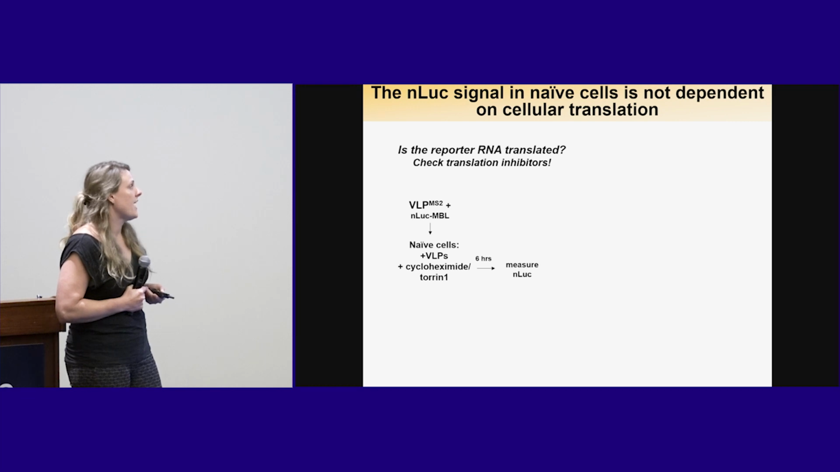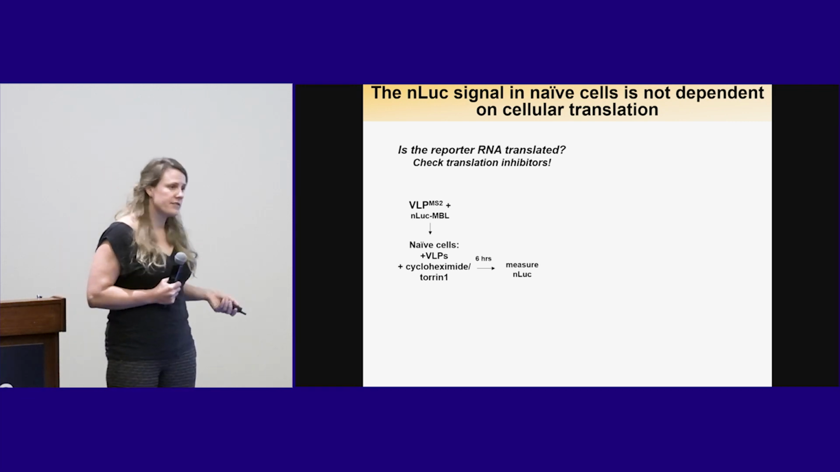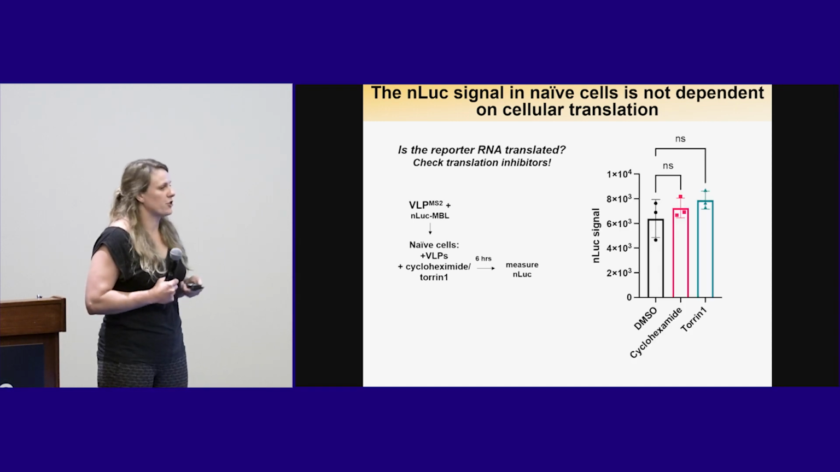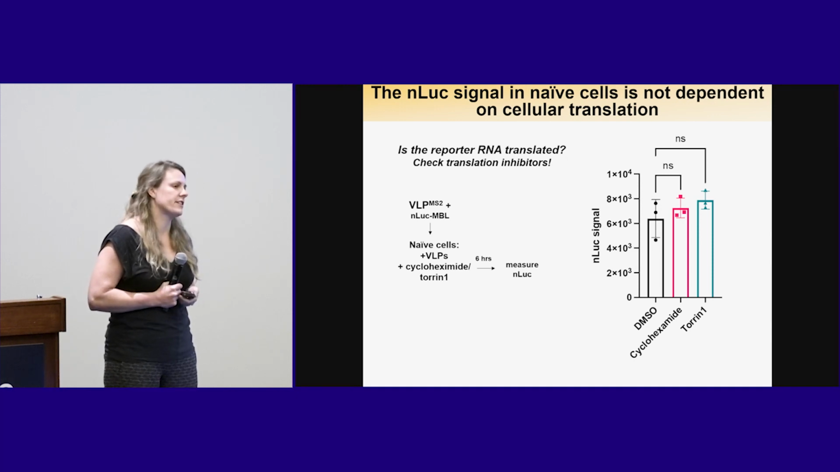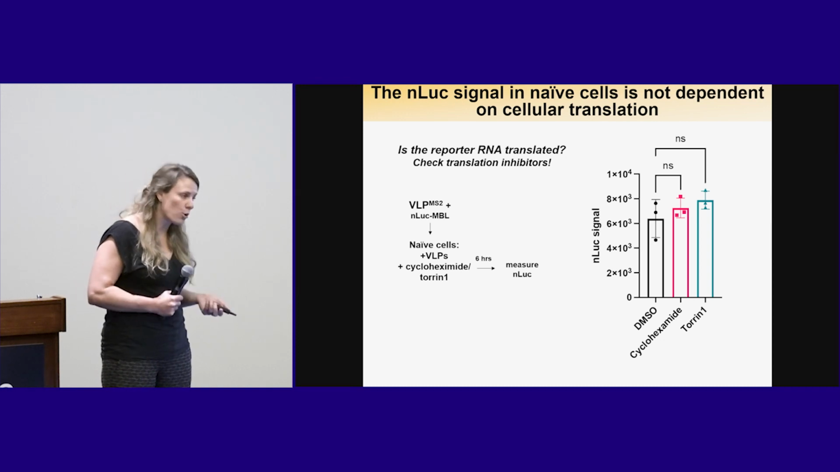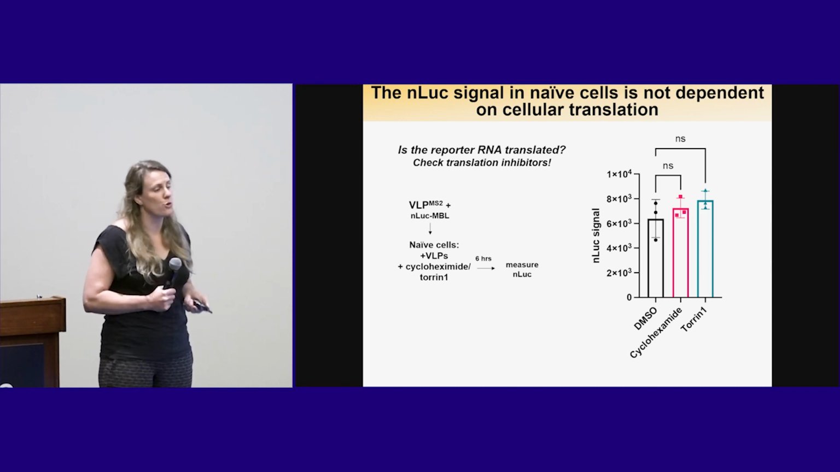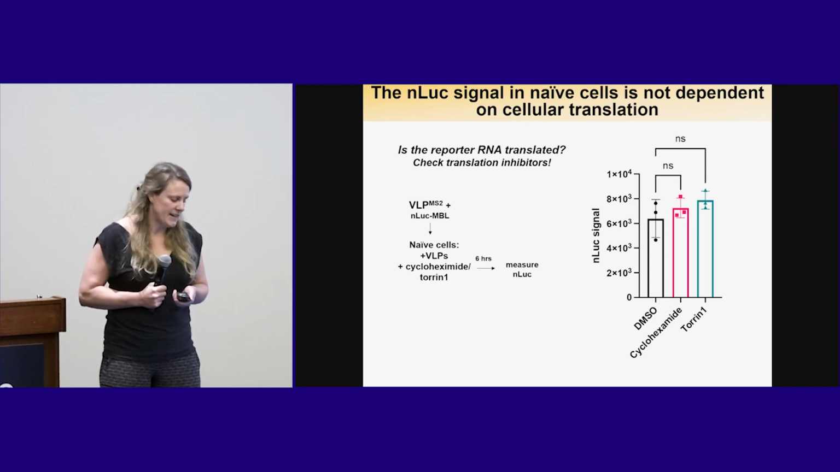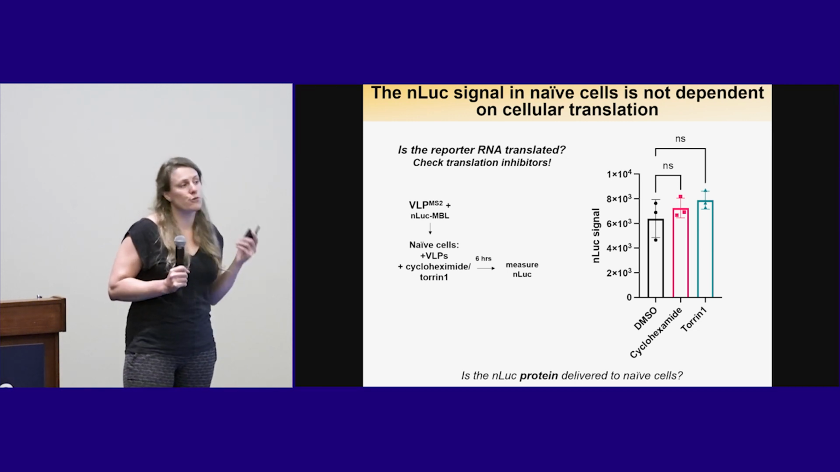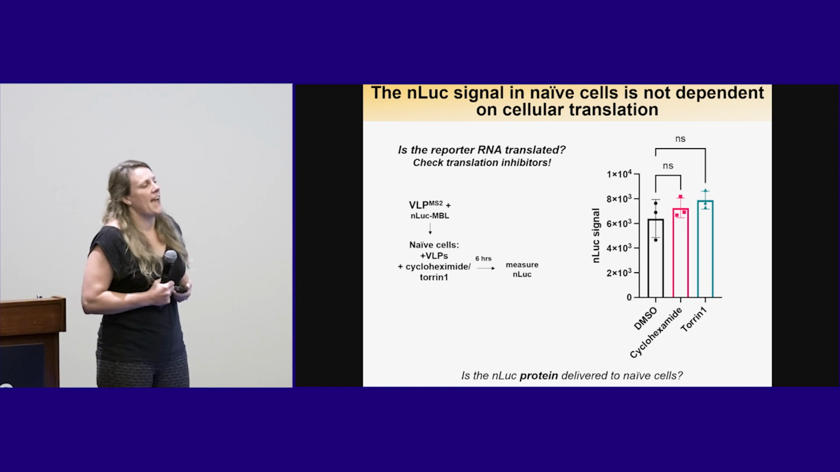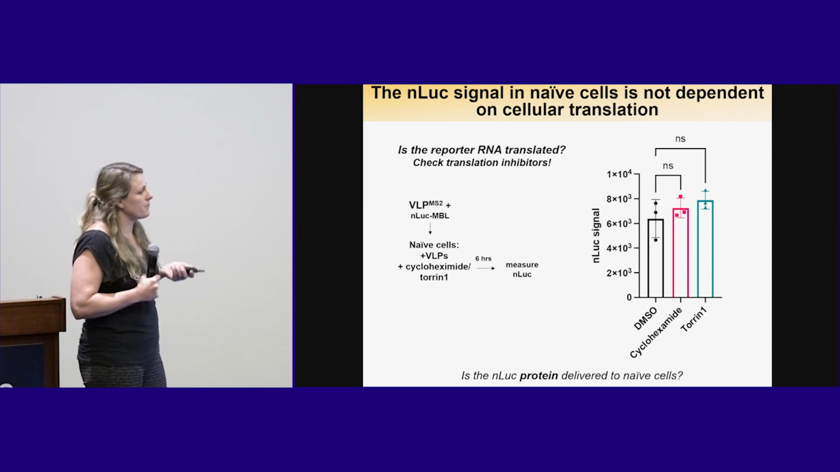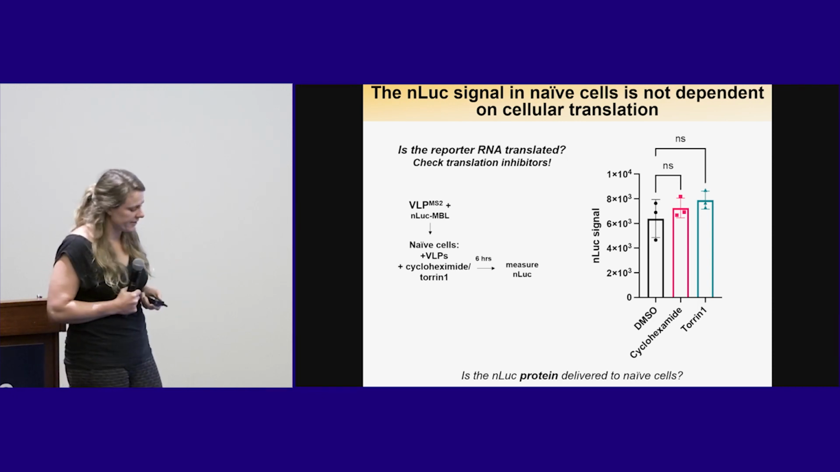So we found that when we added our VLPs to naive cells, and then at the same time added inhibitors of cellular translation, we found actually no difference in nanoluciferase signal in the naive cells. So this indicated then to us that our nanoluciferase reporter RNA is not responsible for the majority of the nanoluciferase signal that we're measuring in this case. And so that led us to hypothesize then that it must be nanoluciferase protein that is delivered to naive cells. And so that implies then that nanoluciferase protein is actually packaged in the VLP-producing cells and then delivered to these naive cells.